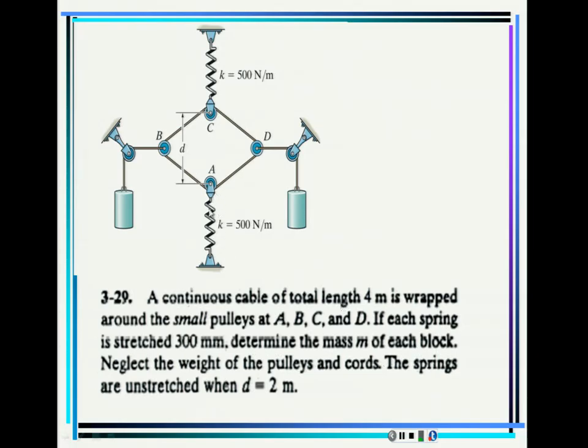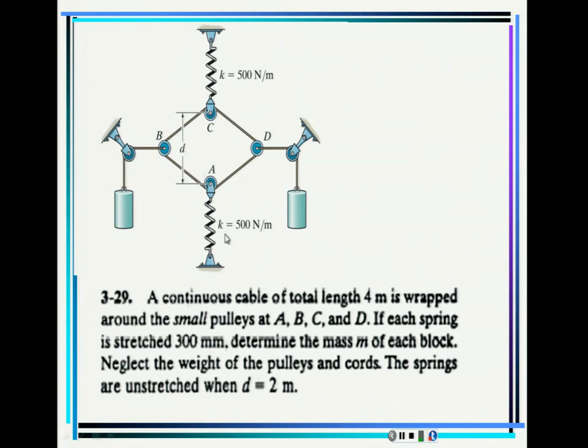That means that you know the stretching of the spring and you know the constant of the spring. That means that you know the force acting here. Neglect the weight of the pulleys and cords. And now you have another piece of information here that says the springs are unstretched when d equals 2 meters. So originally the system is at rest like that. This is 2 meters. And now I'm going to stretch.